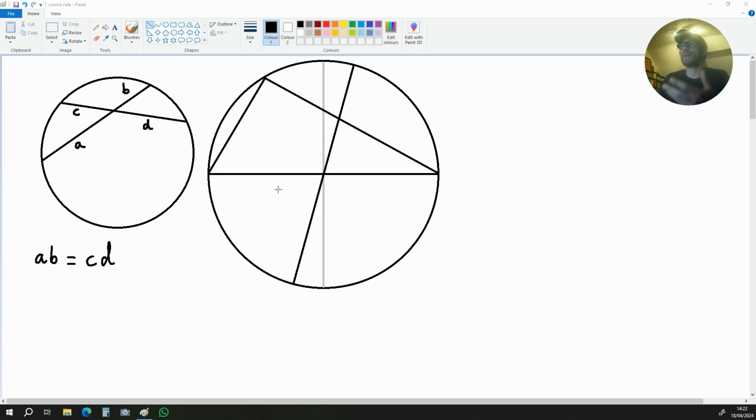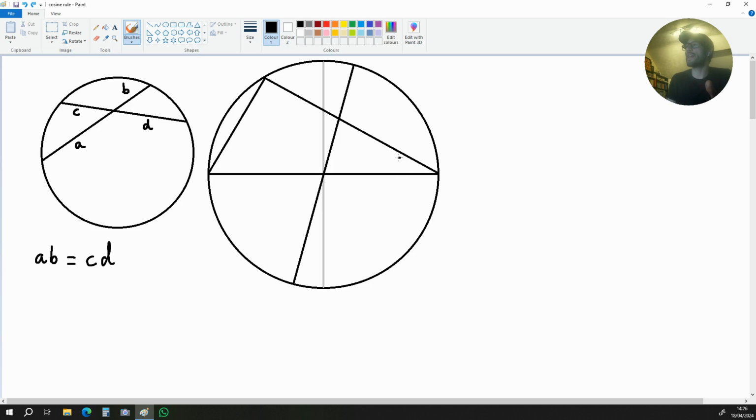Now Thales' theorem is if the diameter of a circle forms the hypotenuse of a right-angled triangle within that circle, like so, then one of its angles that is touching the circumference is going to be 90 degrees. So in this case here, we have this right-angled triangle. This length here is the diameter of the circle, and up here we're going to have 90 degrees, and that's Thales' theorem. So let's prove the cosine rule.